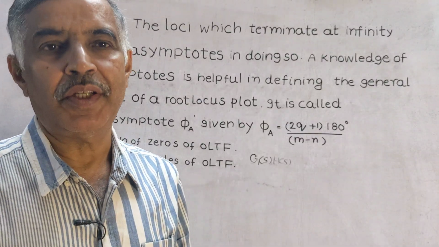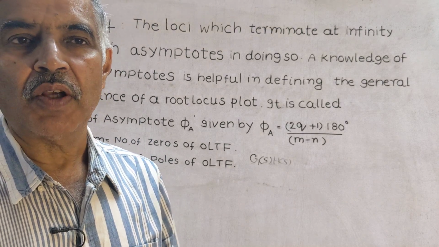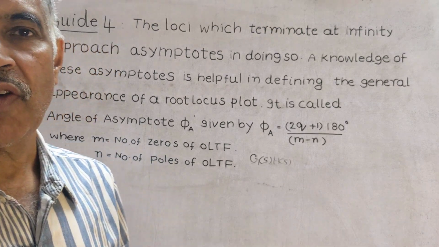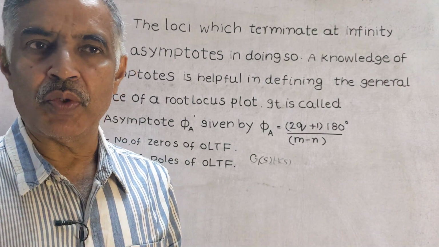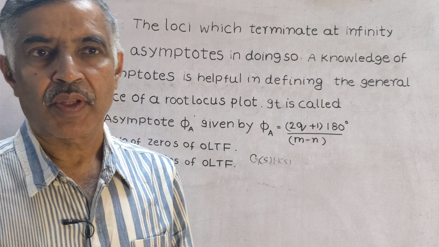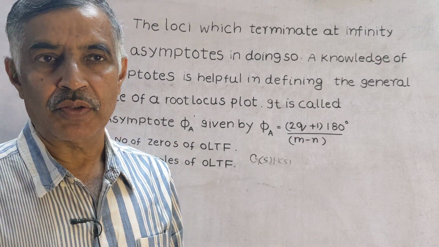As you all know, the number of branches of the root locus is always equal to the number of poles. So n number of poles, n number of branches. M is the number of zeros.